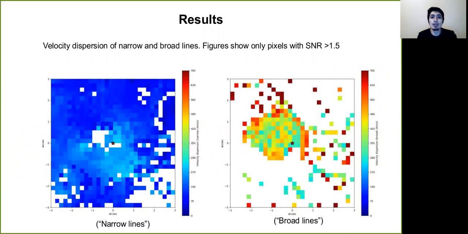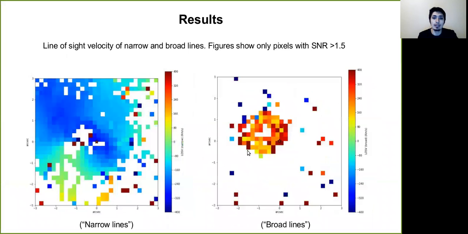Here we see the velocity dispersion maps for narrow lines and for broad lines. And clearly we have a region that has both narrow and broad lines. Here, the line of sight velocity maps tell us that narrow lines are blue shifted while broad lines are red shifted.